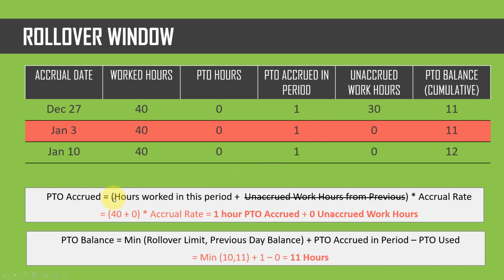So what happens here is, let's talk about the PTO accrued in this period first. During rollovers, the unaccrued from the previous period gets lost. This is how the templates from Indzara.com will handle it.